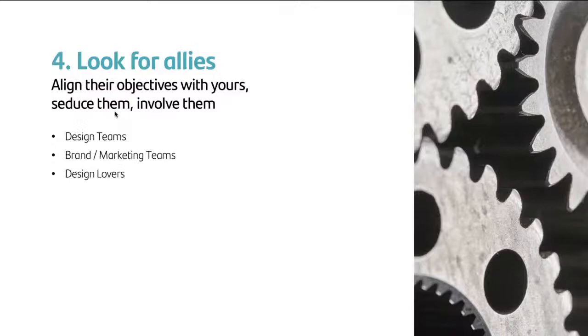Then you have to look for allies. You have to look for those people that can help you in the adoption of that design system. And you have to align their objectives with yours. You have to seduce them. Which should be the allies? Well, obviously design teams, but also brand and marketing teams and what I call the design lovers.